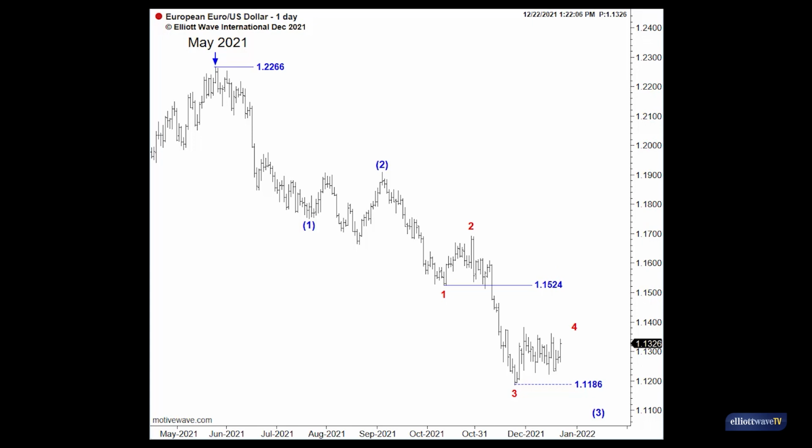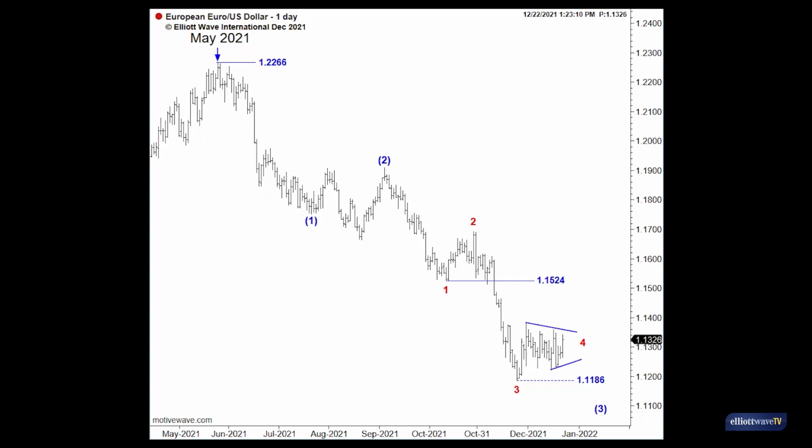However, the beauty of the wave principle is we can actually take it another step further by zooming in on the price action at a lower degree of trend. So currently we're favoring a triangle is unfolding within this 4th wave position. And you can actually see the sideways nature of the price action, and that we do have a series of lower highs so far within this price action. So if this 4th wave has already registered its high, we expect the price action to remain below the 1.1382 level.